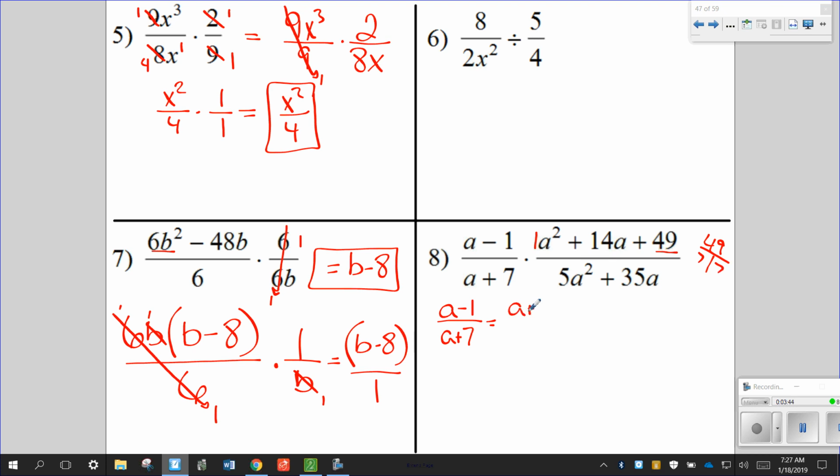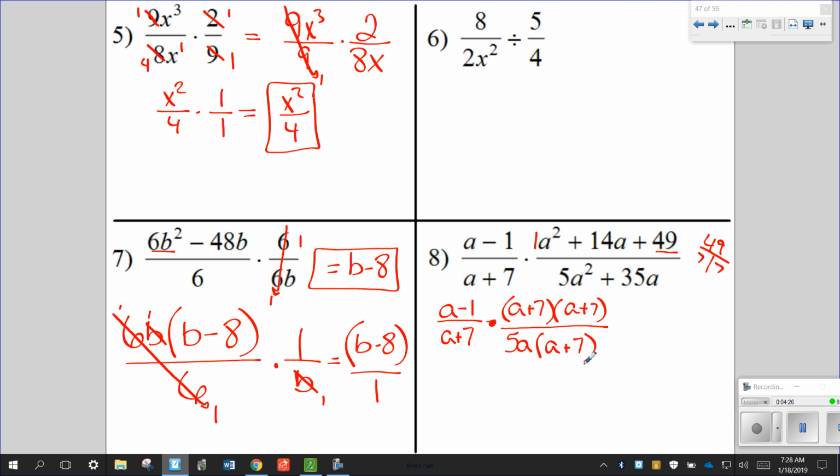So we have a plus 7. This should not be an equal sign. This should be a multiplication sign. And a plus 7. So the numerator's factored. Now let's factor the denominator. Here we have greatest common factors we can take out, so let's do that first. They both share a 5, they're both divisible by 5, and then they both share an a, so we can factor out an a. And what's left in the parentheses here: the 5a is multiplied by a to get 5a squared, and 5a times a positive 7 gets you the 35a.